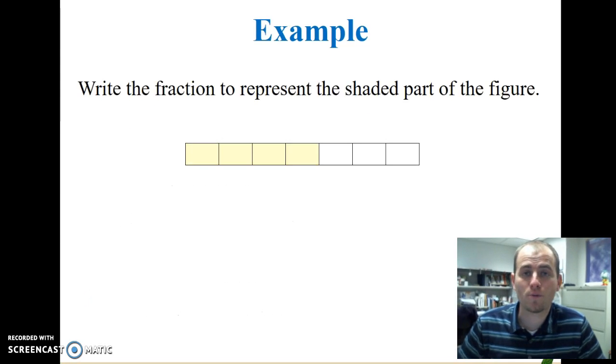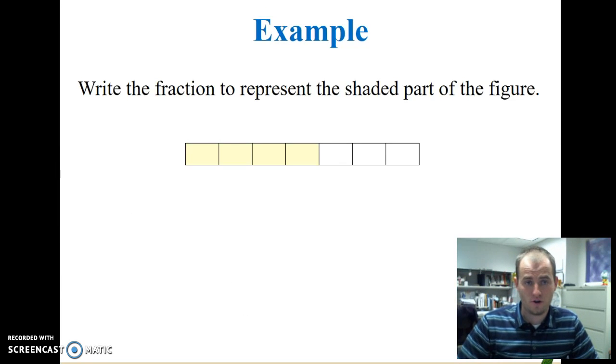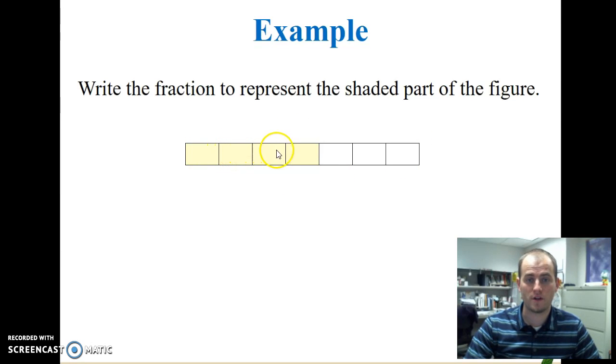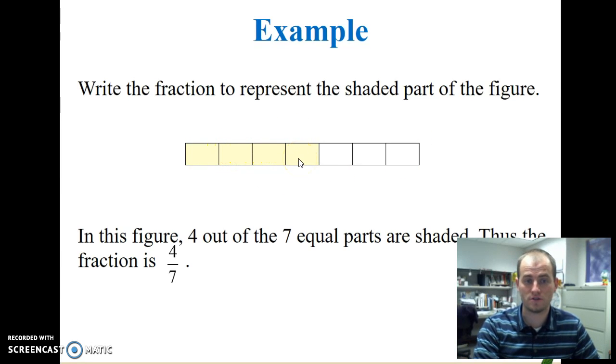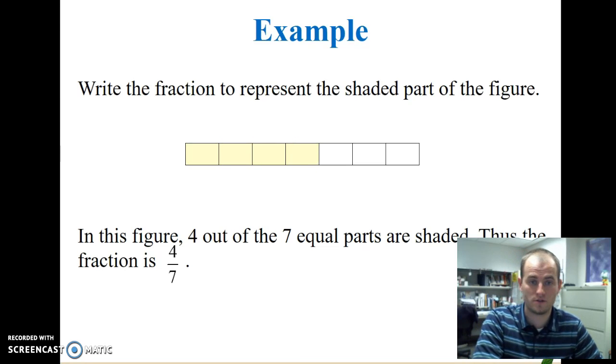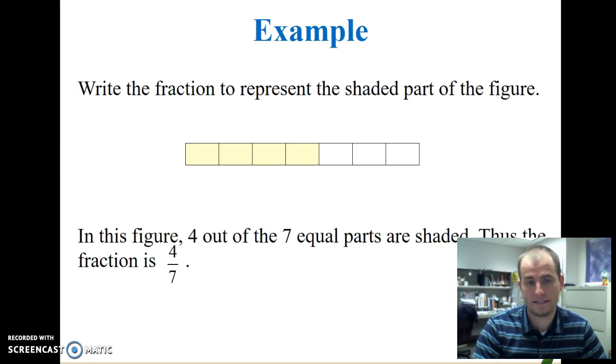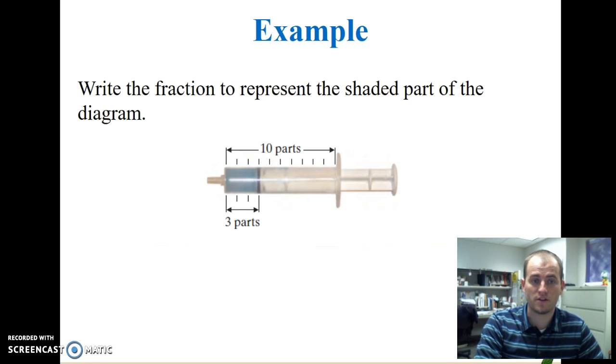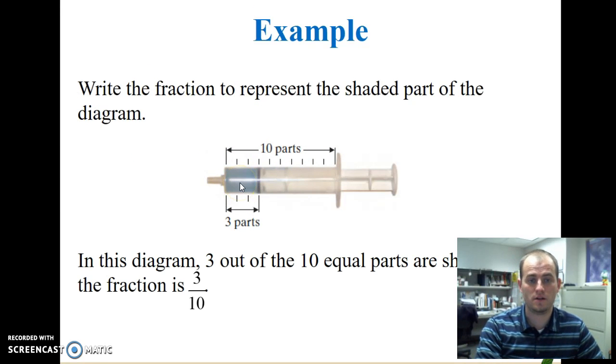Alright, so there's going to be a bunch of homework problems using graphs or pictures to represent fractions. So in this case, we have 1, 2, 3, 4, 5, 6, 7 equal parts on this graph, and 4 of them are shaded, which means the fraction is 4 parts out of the total of 7 equal parts in the whole, so 4/7. Another example, there's 10 equal parts in the whole, 3 parts are full, so the fraction would be 3 out of 10, or 3/10.